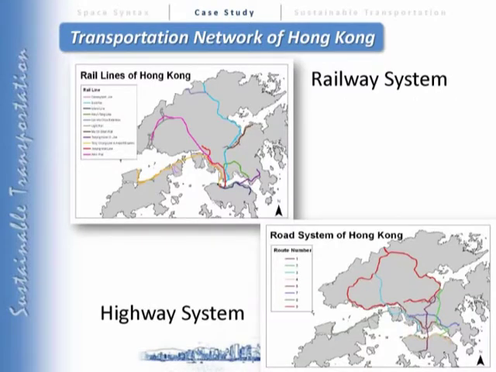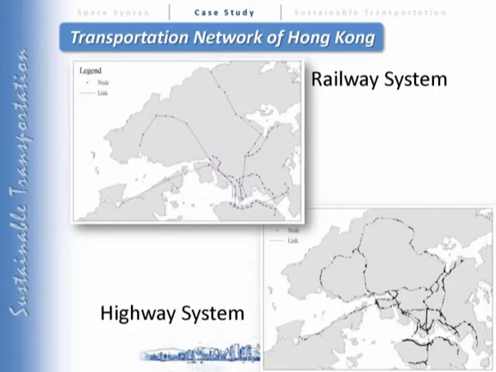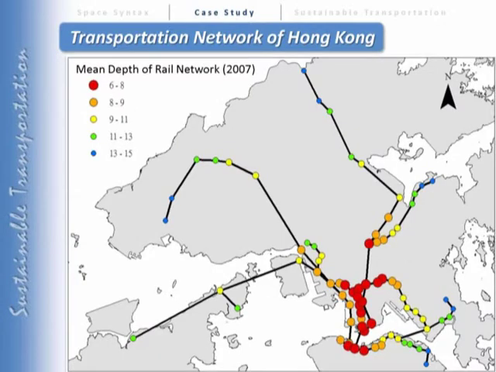Here are the maps of the rail and highway networks of Hong Kong. And here are the figures showing the connectivity graph of rail and highway networks. And this is the figure showing the mean depth of all rail stations of the rail network in the year 2007.